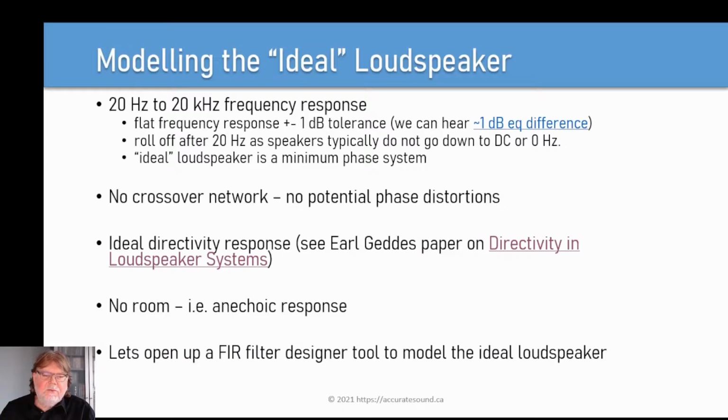And as I mentioned before, the ideal loudspeaker is a minimum phase system. The ideal loudspeaker has no crossover network, so there's no potential phase distortions. It has ideal directivity, which we're not really interested in in this particular context, but I highly recommend Earl Geddes' paper on directivity in loudspeakers. It's really well done and shows what an ideal directivity response should be. Of course, we're talking about no room, so we're talking about an anechoic response. So let's open up a FIR filter designer tool to model the ideal loudspeaker.